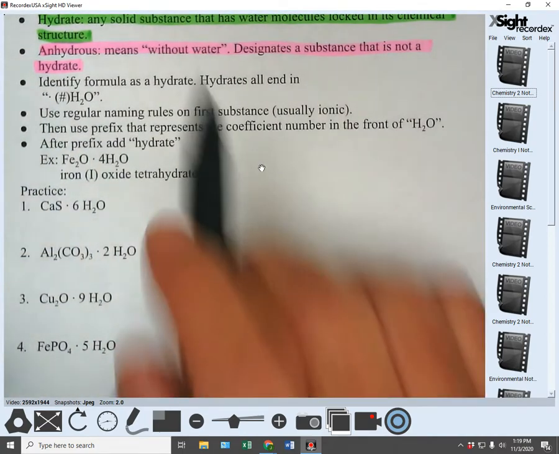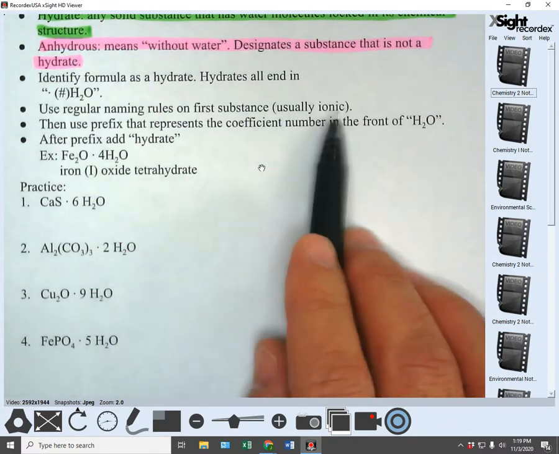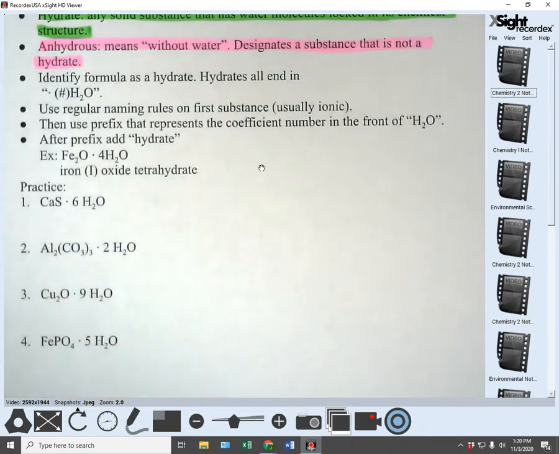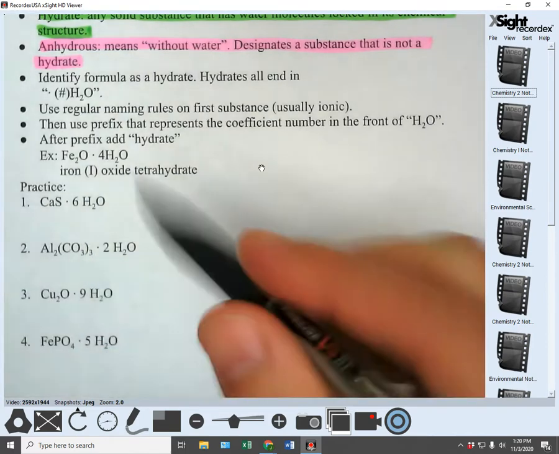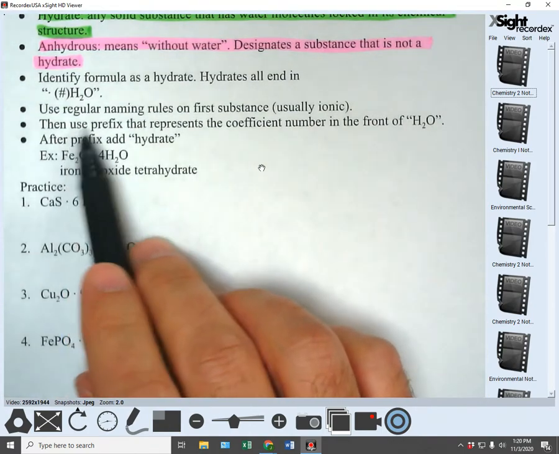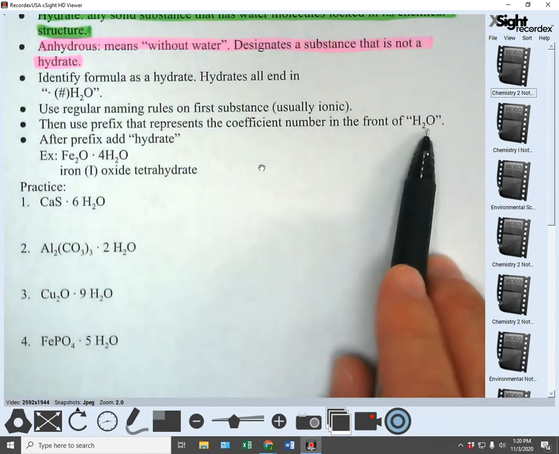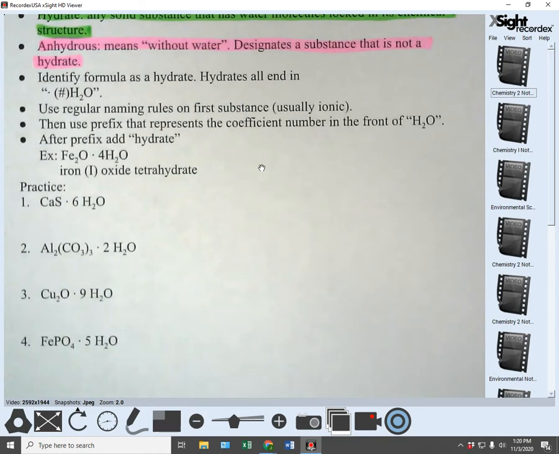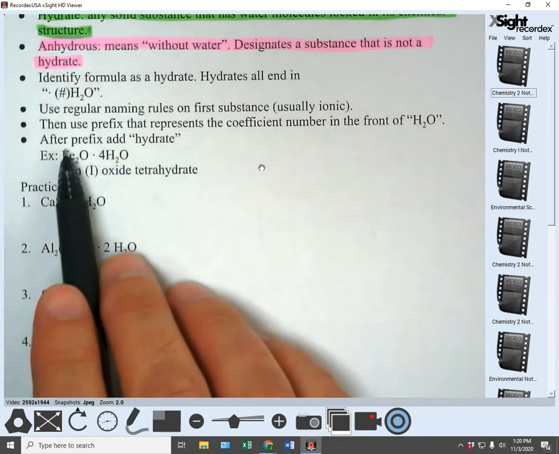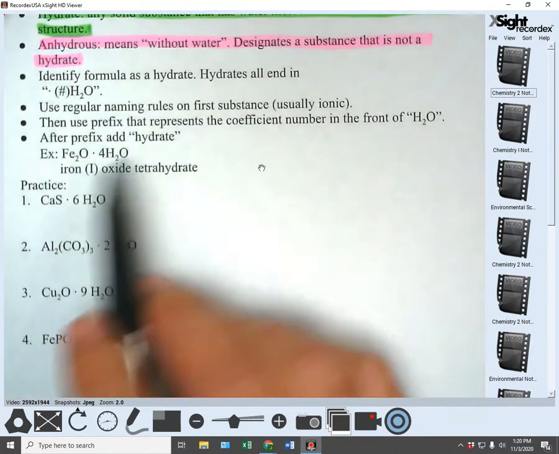You use regular naming rules on the first part of the substance, usually ionic. So the first part before the dot, all the ones that we do are going to be ionic, so you use regular ionic naming rules. Then use a prefix that represents the coefficient number in front of the H2O. So the prefixes that we use from the covalent ones, like the mono, di, tri, use those with these. Then after the prefix, add hydrate.